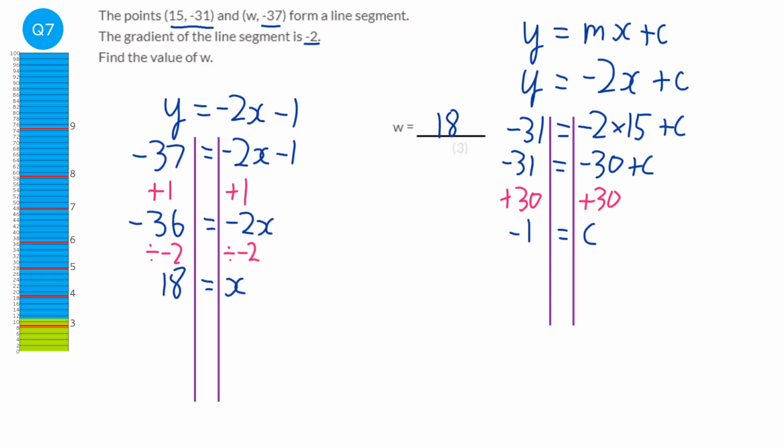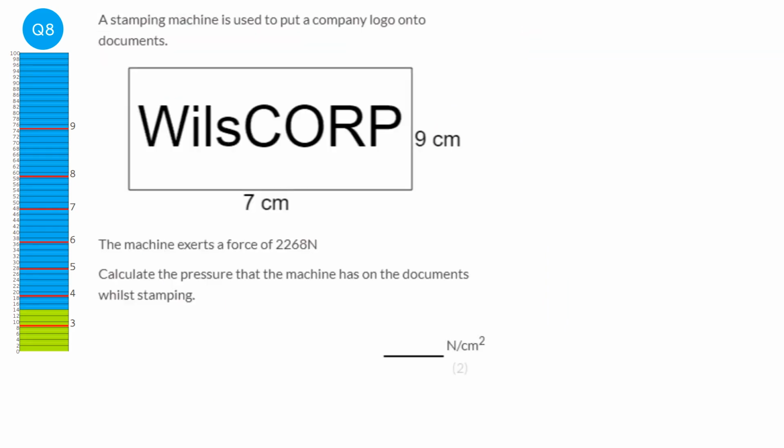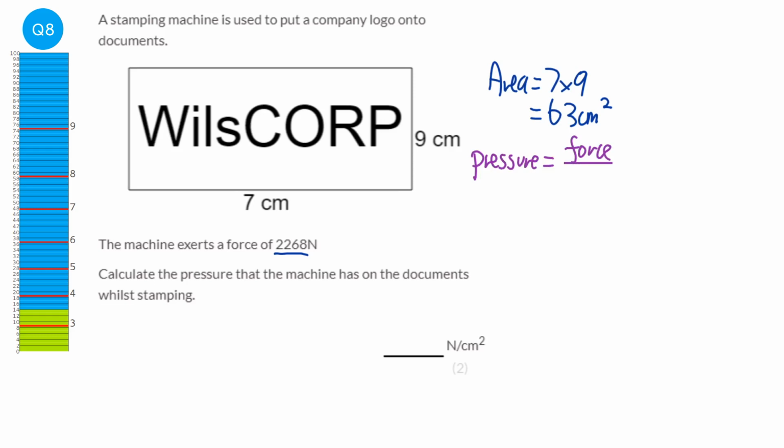So w is 18. To find the pressure, we need the area and the force. And we're given the force in the question, so all we need to do is find out what the area is, which will be the 7 times the 9, which will be 63 centimeters squared. So we can write down the pressure formula, which says that pressure equals the force divided by the area. Force is given to us as 2268. The area we've calculated is 63. Divide the two and you get 36. So it's going to be 36 newtons per centimetre squared.